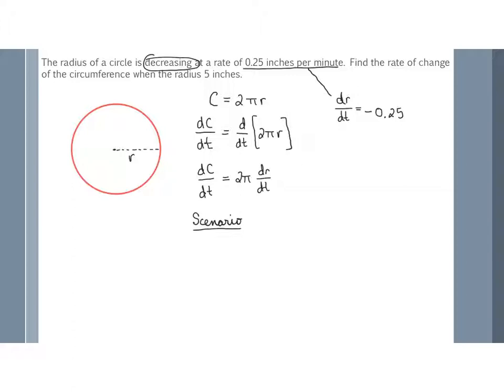So let's go back to our equation. We now know dc/dt equals 2 pi, and we know dr/dt is negative 0.25. So this means that dc/dt is negative pi over 2.